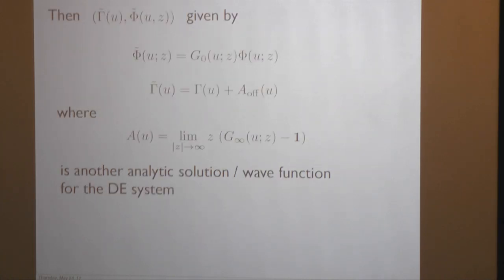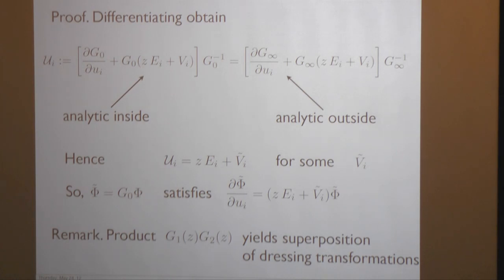Then here is the formula of the dressing transformation. Phi tilde is G0 times phi. Gamma tilde is gamma plus the off-diagonal part of this limit. The claim is this is another solution to the same Darboux-Yegorov system and another normalized wave function. Okay? This is the construction. I do not remember even who was the first. Of course, this is written in the textbook. This is nothing new in this construction. And this is basically the way to prove it: we have to differentiate the definition of G0, G infinity that I wrote before with respect to u_i, and after some simple transformation we obtain the following equality of these two expressions.